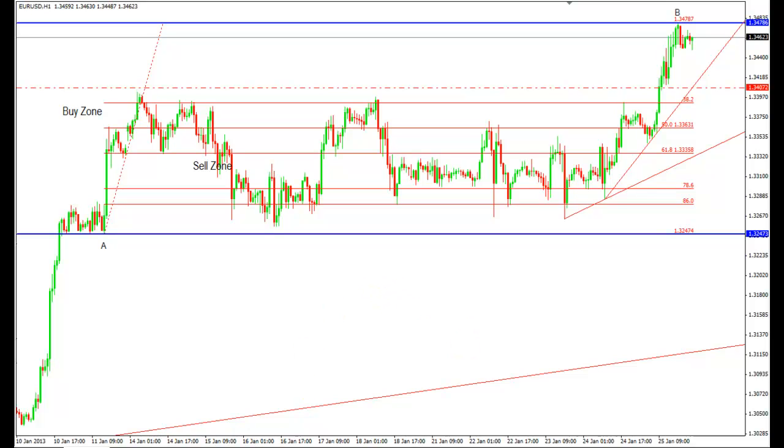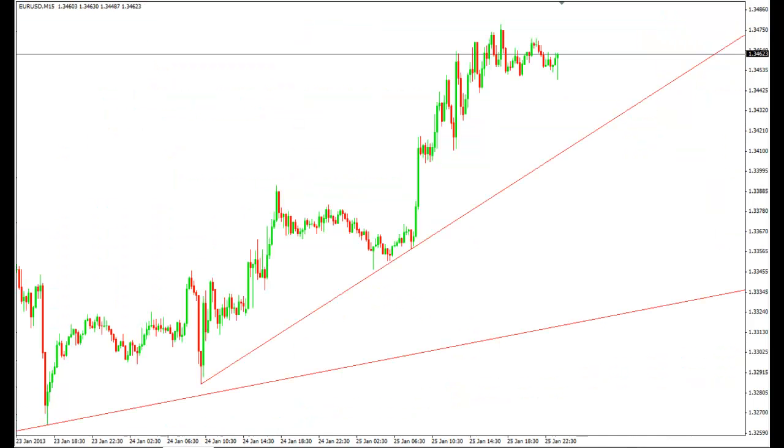Once again, if we just take a quick look at the 15-minute, here we have the 15-minute, and these are the inner trend lines that we've got drawn on the 1 hour. Once again, a break of this inner trend line may move us to this outer trend line. But again, we need to wait and see. So let's move on.